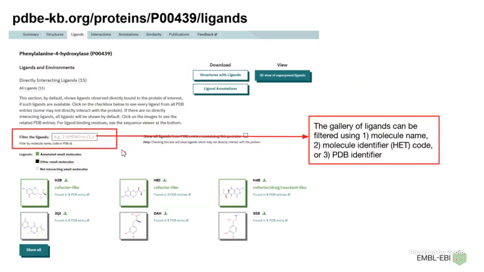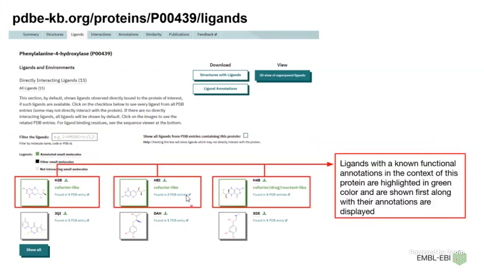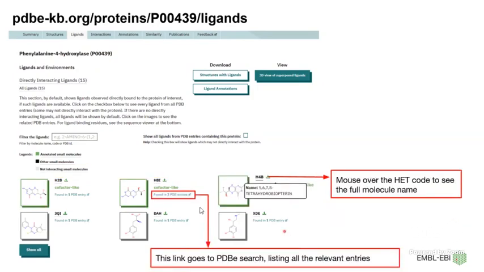You can filter your ligands list or gallery using the molecule name, PDB ID, or even the 3-letter code of the ligand. We highlight the ligands with known functional annotations in green, and the data for them is shown over here first. These annotations can vary from cofactor, which is coming from our cofactor pipeline. We also map to DrugBank and the Rhea database in order to annotate ligands as drug and reactant-like respectively. If you hover over the het code, you can see the full molecule name.